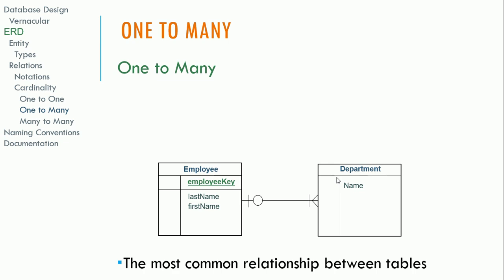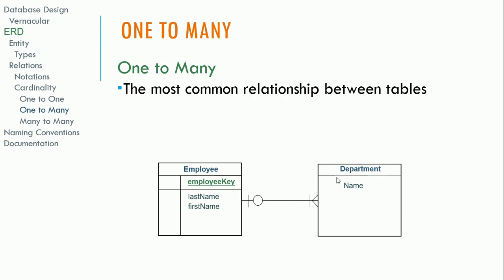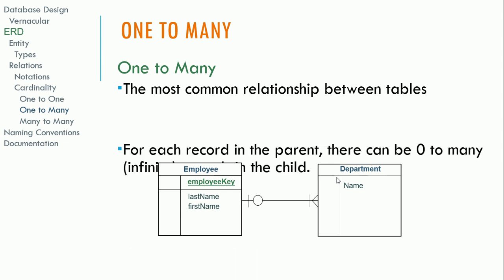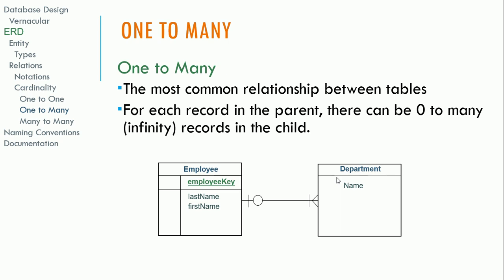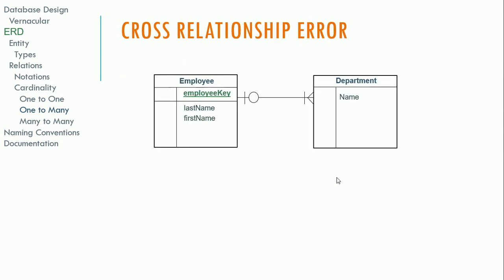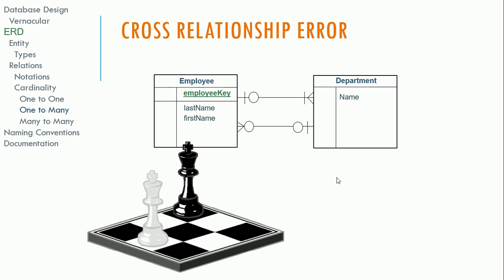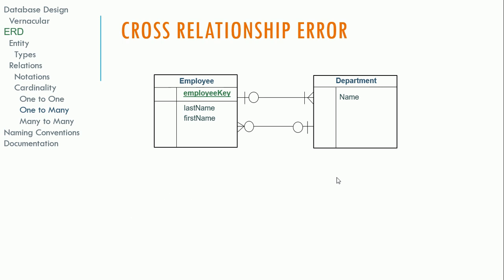So a one-to-many relationship. This is the most common relationship that we should be seeing in our ER diagrams. So for each record in the parent, there can be zero to many records in the child. So this is what it looks like. When we see that, we always, oh, by the way, this is the cross relationship error if it goes both ways, right?